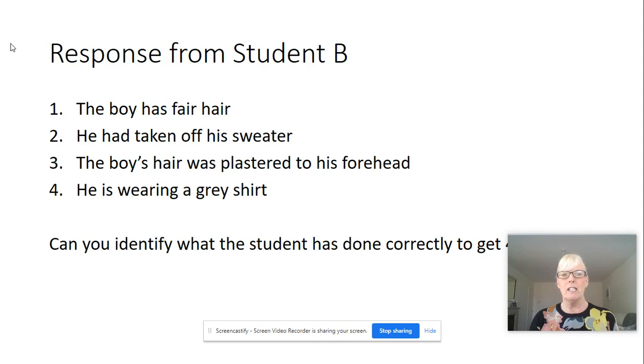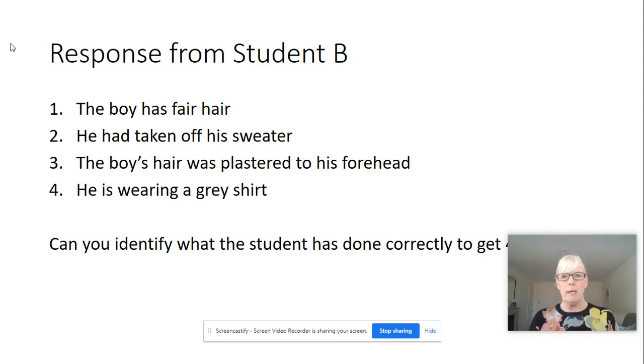I think if we look together, number 1, a nice clear sentence. We have the subject, the boy does have fair hair. Notice we haven't got the boy in number 2, but we have he. So that is also the subject. So it makes the sentence really clear that we know that it is the boy that has taken off his sweater. The boy's hair, again, we've got the boy as the subject, was plastered to his forehead. These things are taken directly from the text. That's absolutely fine. And he is wearing a grey shirt. Fabulous. 1 point per line. And that concludes question 1.